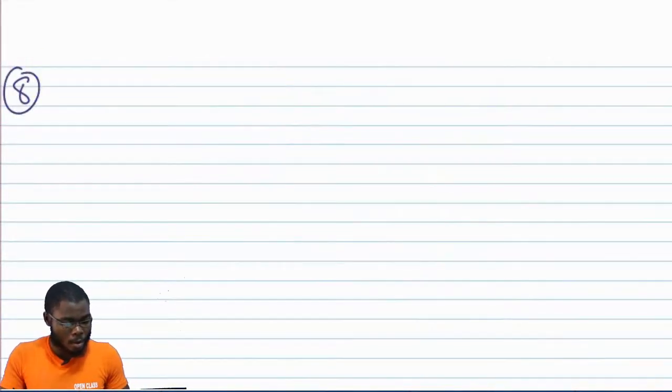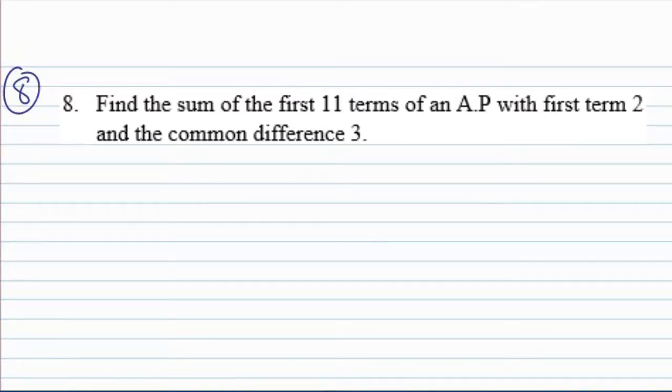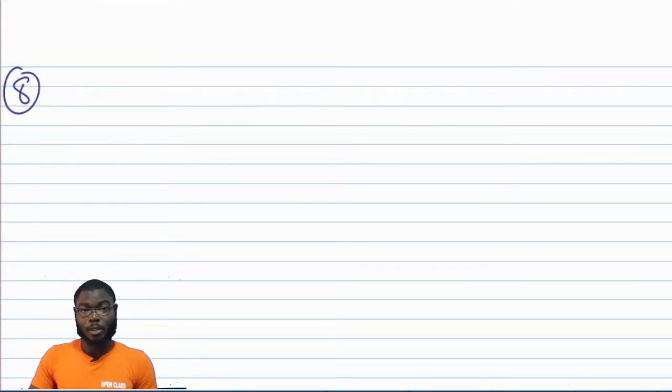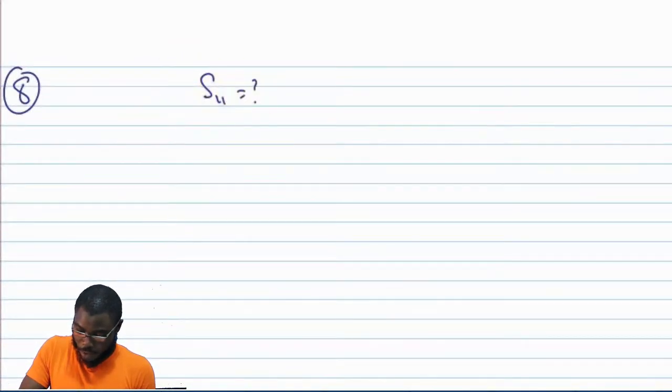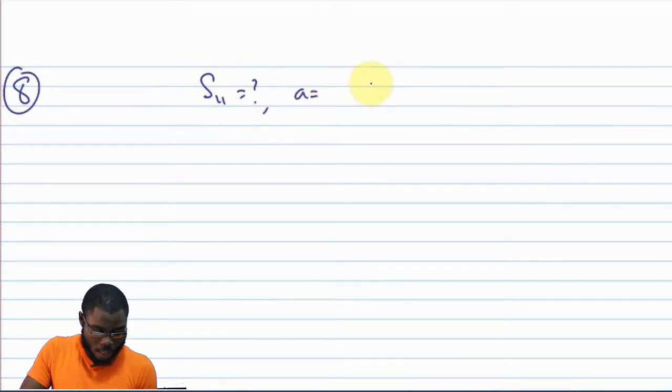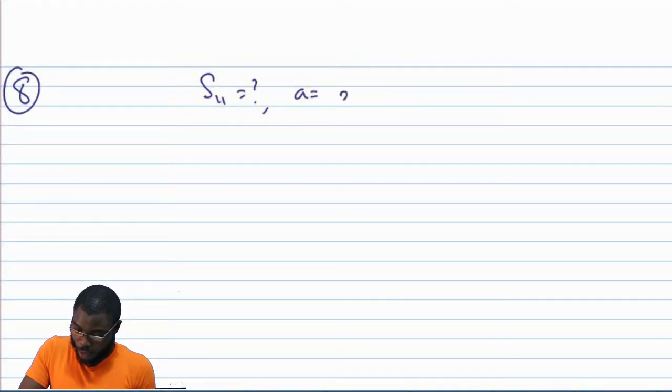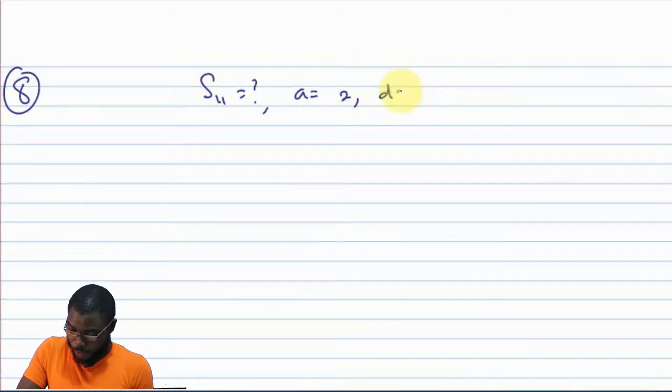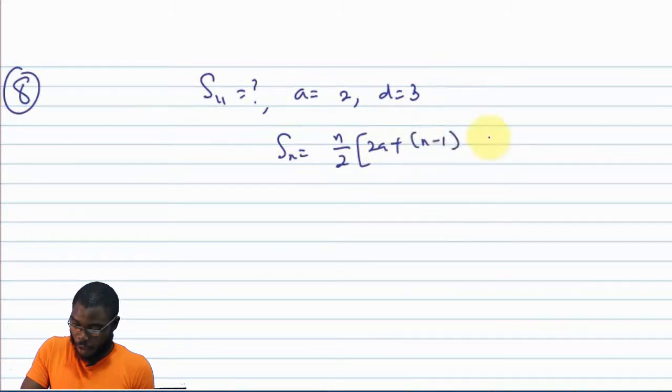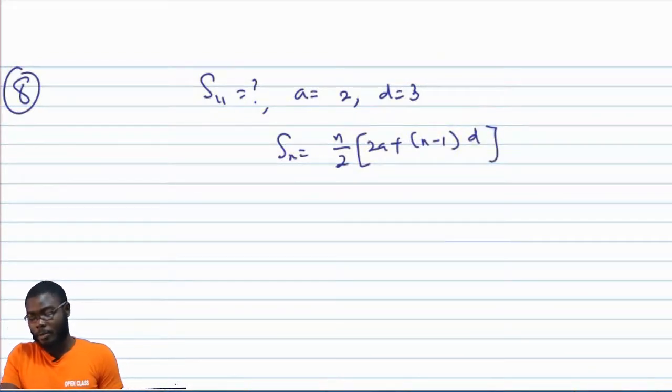Question number 8. Find the sum of the first 11 terms of an AP with the first term 2 and the common difference of 3. This is just similar to the questions that we solved earlier on. We are asked to get the sum of the 11 terms, given that the first term is 2 and the common difference is 3. So remember again, the sum of n equals n over 2 bracket 2a plus n minus 1 bracket d. This is our sum of nth term.